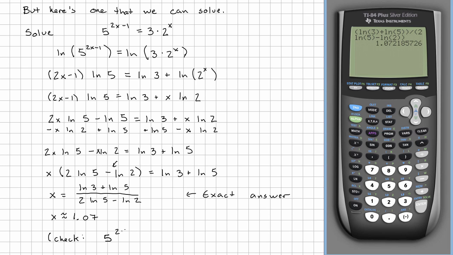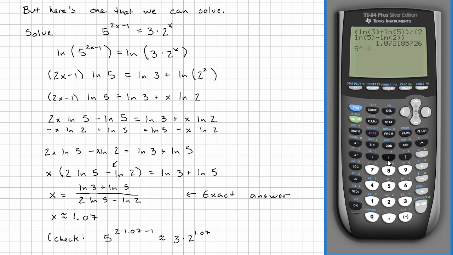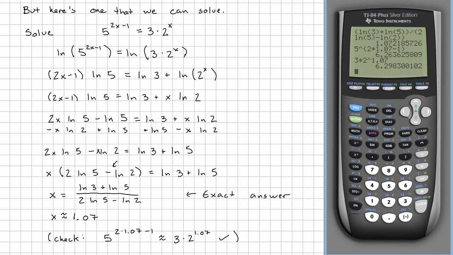We might also choose to check 5 to the 2 times 1.07 minus 1. We want to know, is that about the same as 3 times 2 to the 1.07? So 5 to the 2 times 1.07 minus 1, that's 6 and a bit. 3 times 2 to the 1.07. Those are very close. That answer is a good approximation.